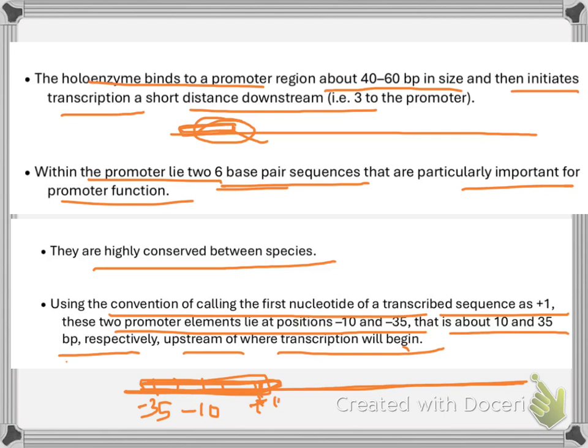And the start site we can consider as plus 1. So 10 base pairs upstream there will be a 6 base pair sequence, known as minus 10, and 35 base pairs upstream there will be another 6 base pair sequence, known as the minus 35 sequence. Usually these are important for promoter function.